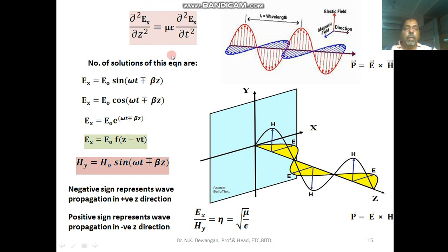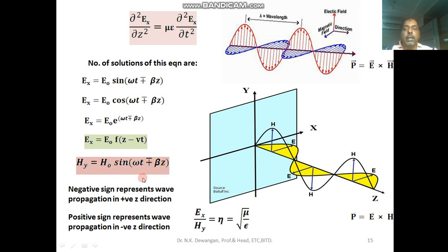Similarly, when we solve for the magnetic field, because the transverse nature is maintained, and they are mutually perpendicular, E, H and z are perpendicular. If E has only an x component, then we will get H towards the y direction. So if the electric field has only an x component, you will write in that case H equal to Hy. So Hy is equal to H naught sin(omega t plus minus beta z).